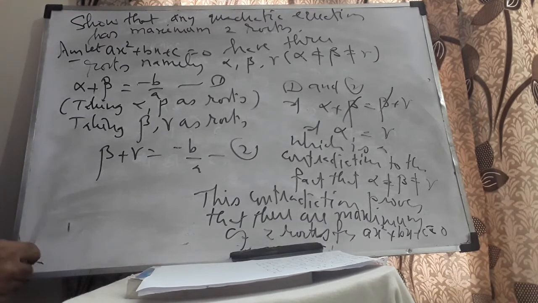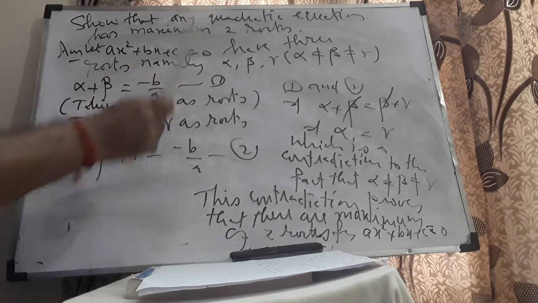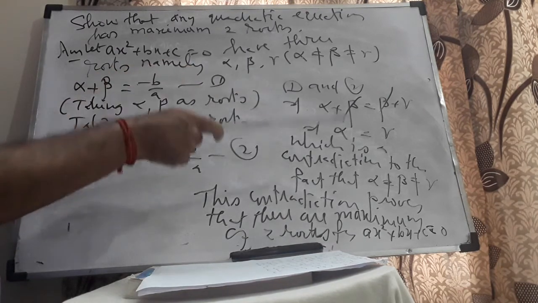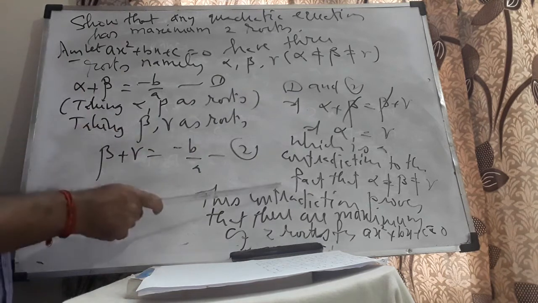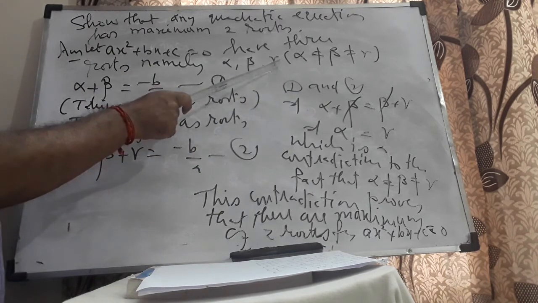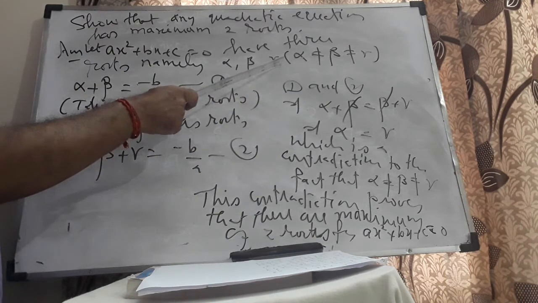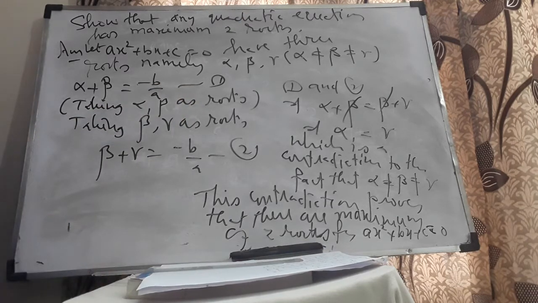Okay, I can't have more than 2 roots. If I have 3 roots, if I start with the wrong assumption, I'll end up with a contradiction. This contradiction proves that the assumption I chose at the beginning is wrong. Therefore, I can have maximum only two roots for the given quadratic equation.